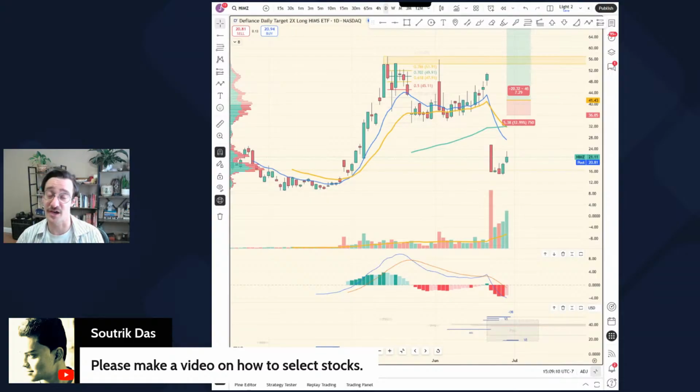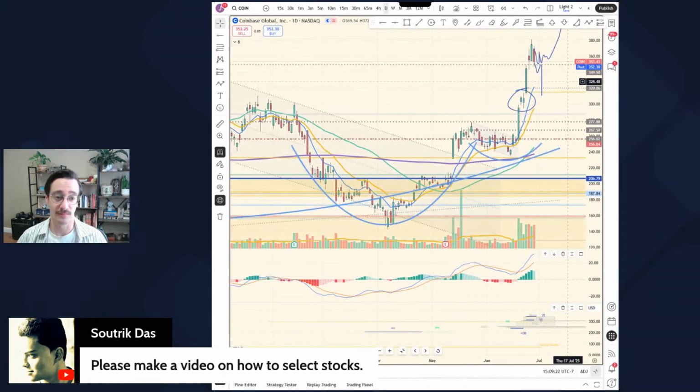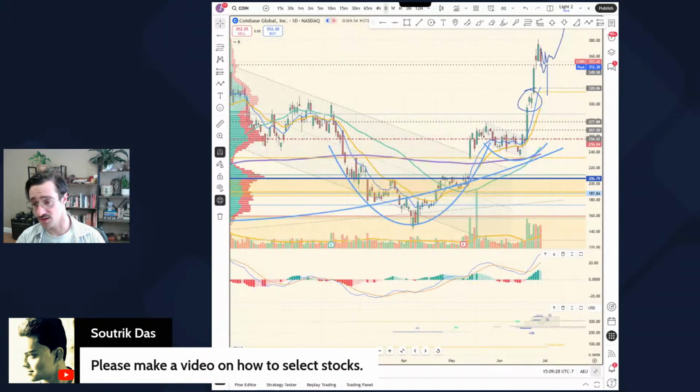If you need any help with that, you can shoot me a DM on Discord and I'd be more than happy to help you there. But yeah, VCP setups are excellent. They are very high probability, and they are how I caught the COIN move. This was a very nice volatility contraction setup here. What else?